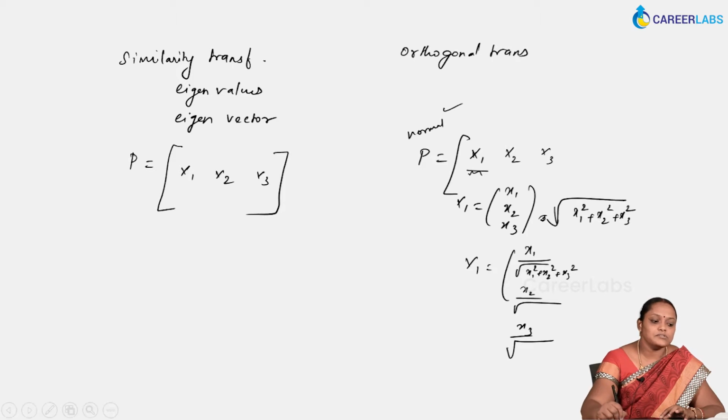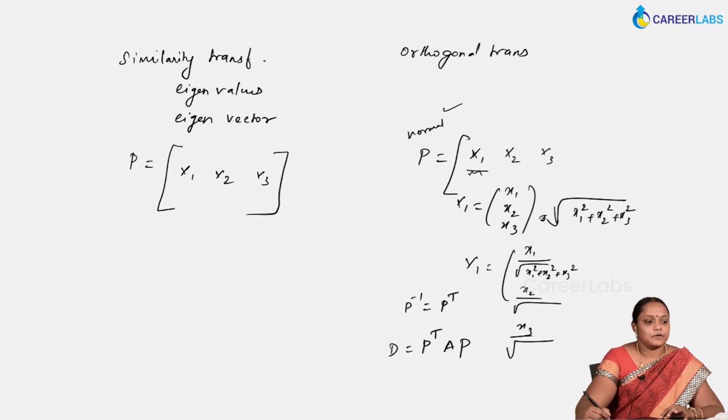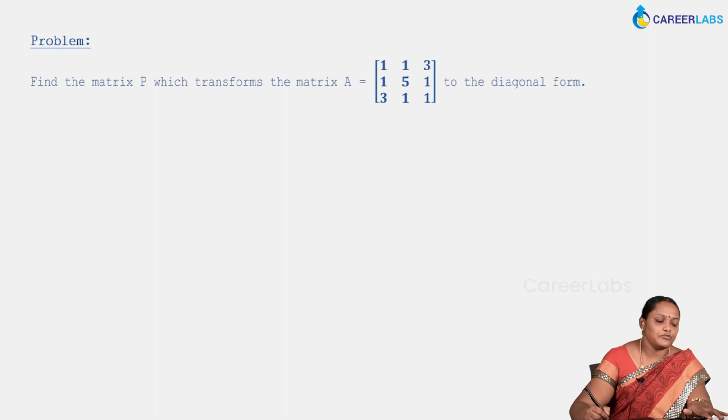If you use this normalized model matrix, by the property of an orthogonal matrix, P inverse will be equivalent to P transpose. So in the place of P inverse, you can replace it by P transpose. So D will be equivalent to P transpose AP. By doing it this way, the calculation process will be reduced and simplified. So D will be P transpose A into P.